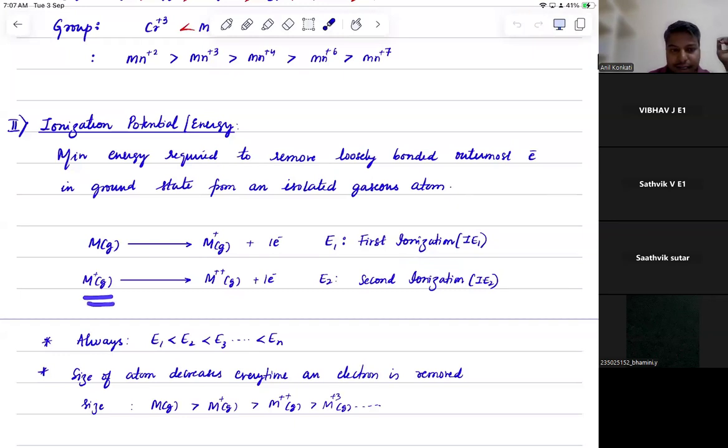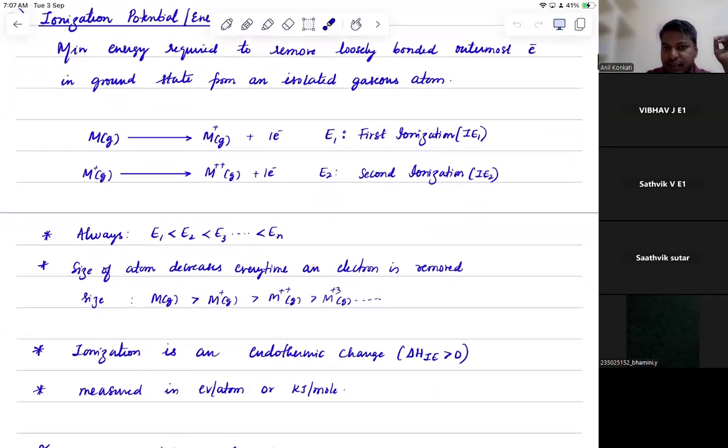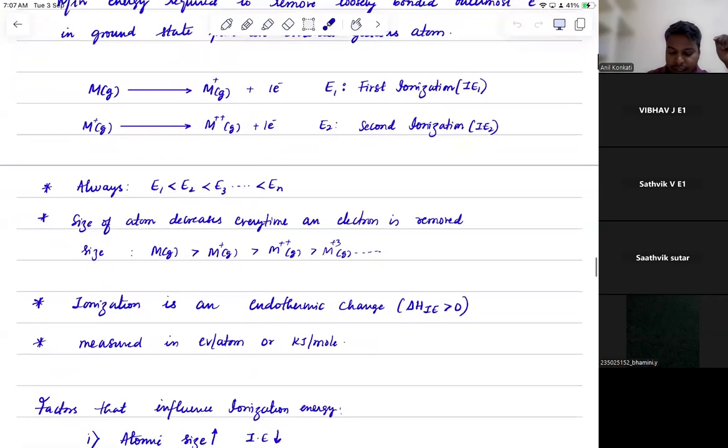Now, once an ion is formed, if you remove one more electron, that becomes the second ionization energy, and so on. You will always notice that as the electrons are being removed, the size of the atom shrinks. It becomes smaller and smaller, and therefore the energy required to remove an electron starts increasing. So E1 is less than E2, less than E3, and so on up to En. The size decreases every time an electron is removed, and this is what you will notice.